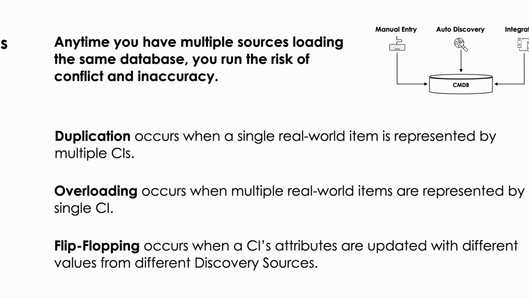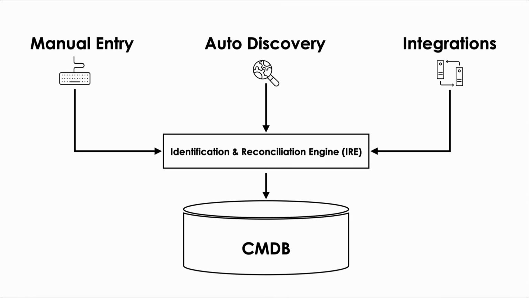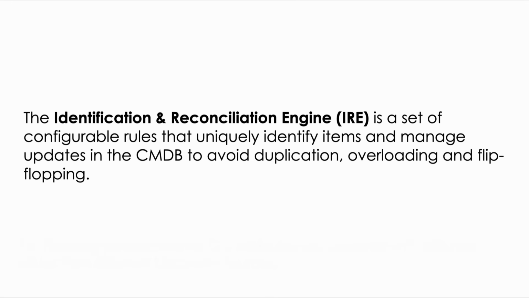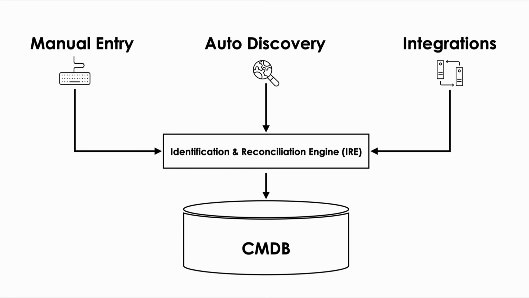To solve these problems, all data entering the CMDB must first pass through what ServiceNow calls the Identification and Reconciliation Engine, or IRE. The IRE uses a set of configurable identification and data precedence rules, we'll look at some of those in a bit, to uniquely identify and accurately match items and manage updates to avoid duplication and overloading and flip-flopping. The Identification and Reconciliation Engine can be a bit scary at first.